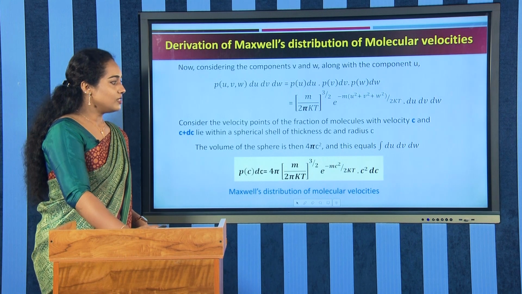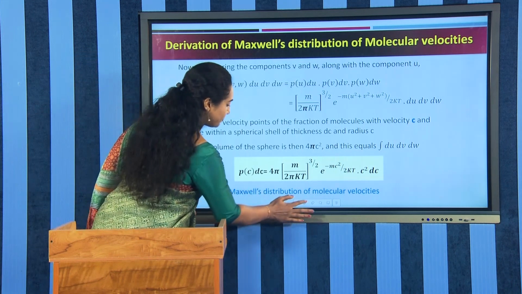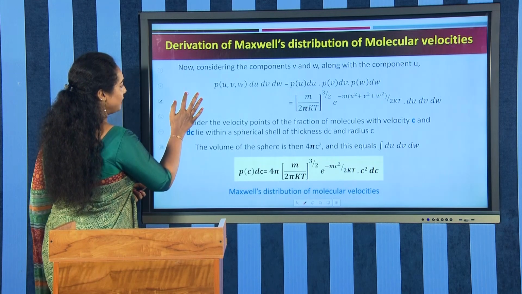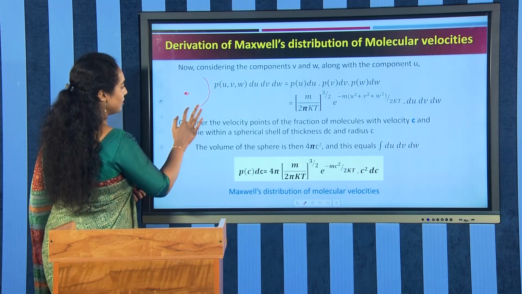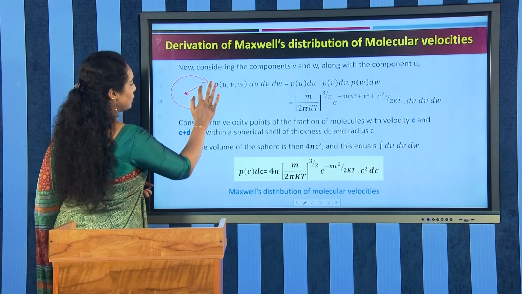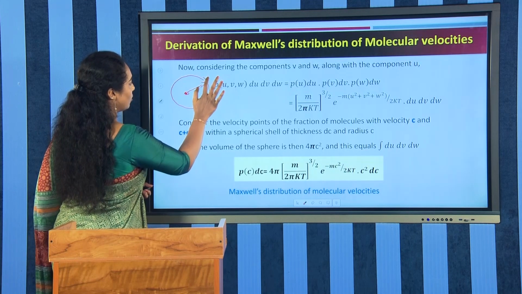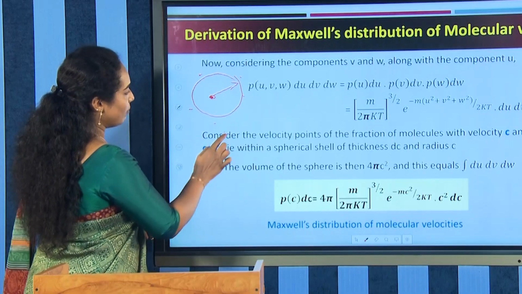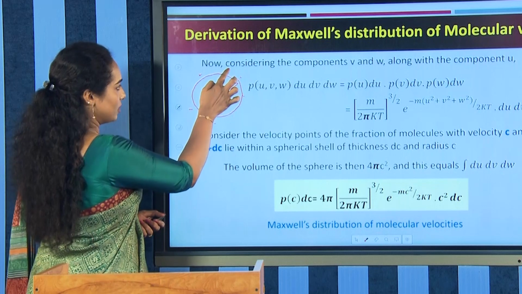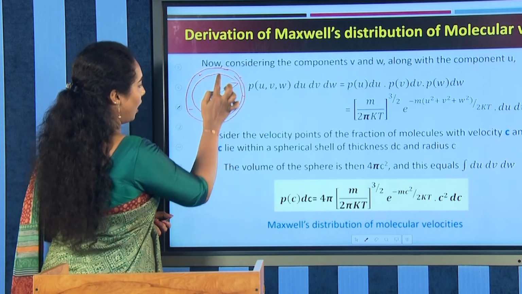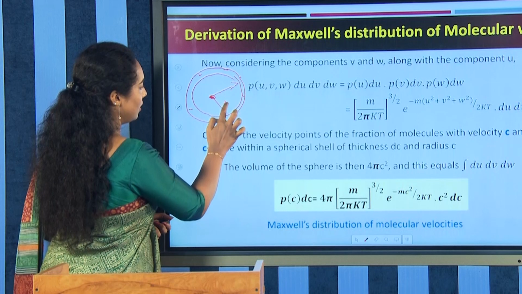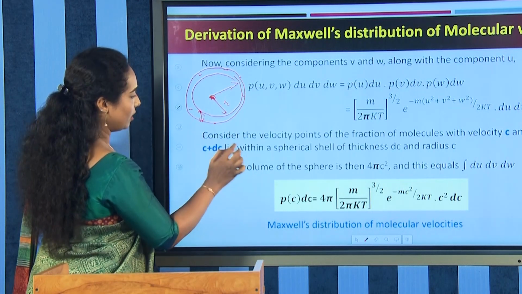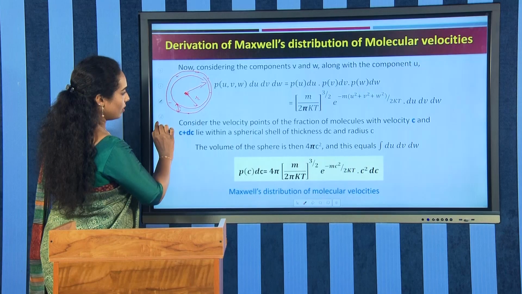Now, if you are considering a case, for example, I am considering this gas molecule, and it has velocity points, that means it can travel to this distance and be like here or around here, because we are considering 3 dimensions. So, I am considering the velocity points over a sphere with radius r, and its thickness will be equal to dc.